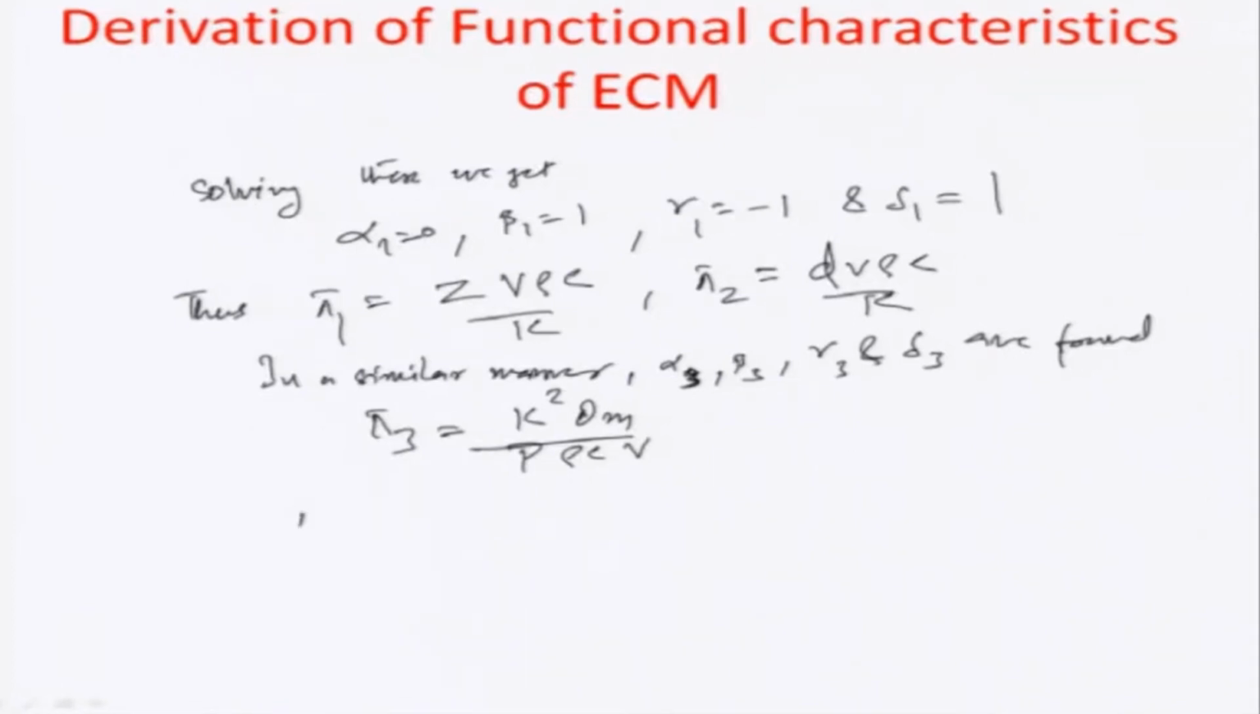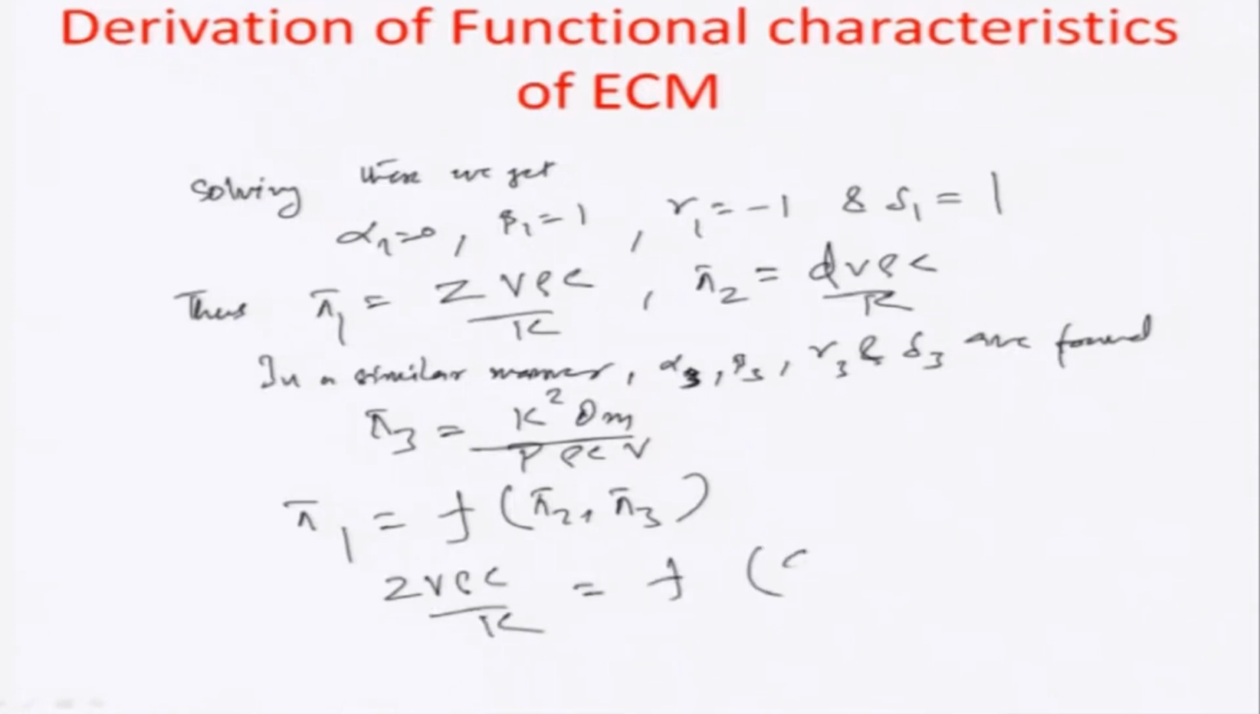So, if we get a functional relationship, pi 1 is f of pi 2, pi 3. In this particular case, pi 1 is z v rho c by k, and this can have a functional relationship with respect to the other two non-dimensional numbers, pi 2 and pi 3. So, d v rho c by k and k square theta m by power p rho c v.